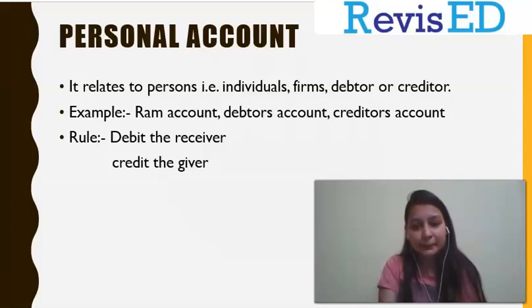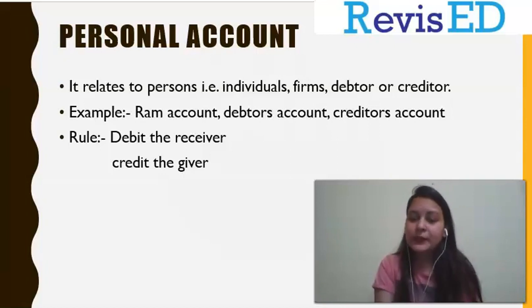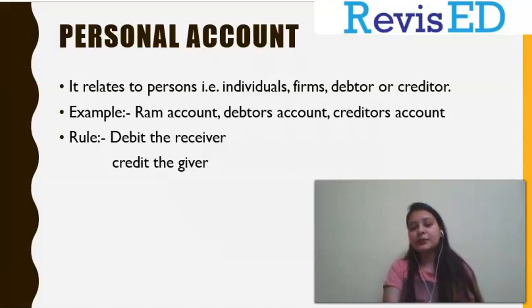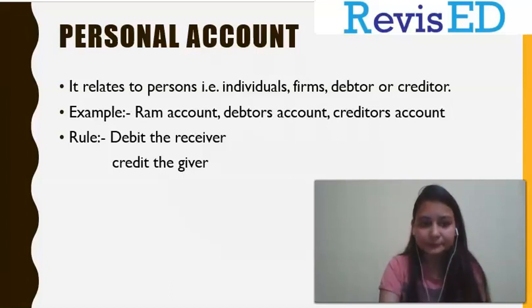Now what is this debit, what is this credit? We use these two terms in journal entries, which we will read in detail later on. Right now we are reading just these golden rules. So what we need to remember here is that if we are receiving something, we would debit ourselves. If we are giving something, that person would be credited. The person who is receiving would be debited and the person who is giving would be credited.